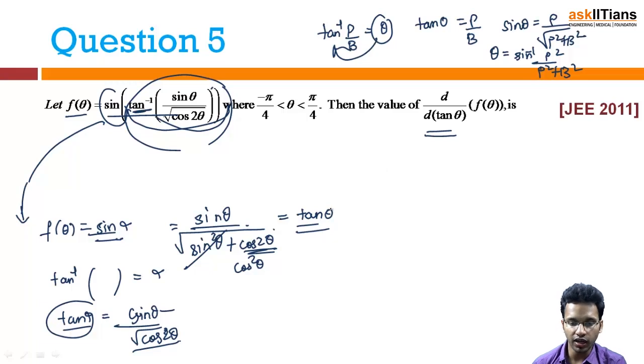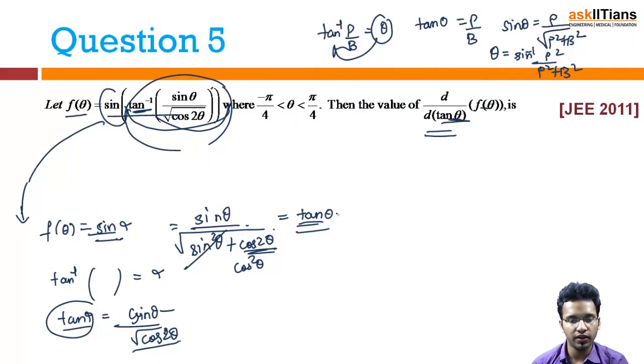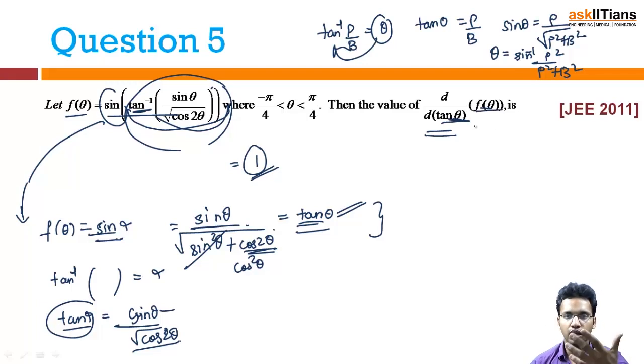Now this is very easy. D of tan theta with respect to tan theta will be 1. So this was very easy to understand that the answer will be 1 itself. Not a big problem, we are measuring the variable tan theta with respect to change in tan theta.